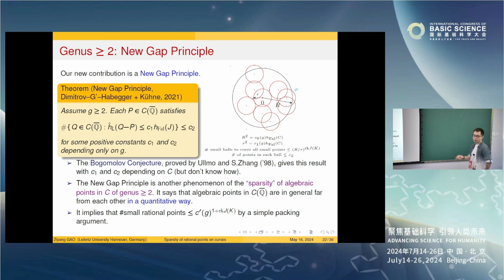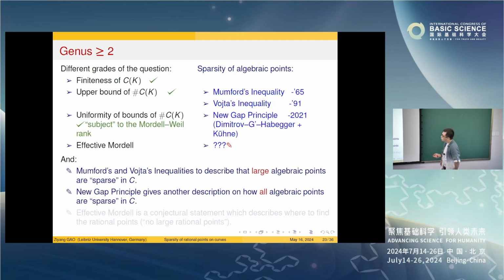And then you have the Mordell-Weil rank. Next, in each such small ball, the number of points is at most c2, which is a number depending only on g. So you multiply both of them, you get the desired bound for small points. And then we're done. So let me make a summary. Here we have a rather uniform bound on the number of rational points. And to get it, we prove some new gap principle to say that algebraic points are sparse from each other, also small points.